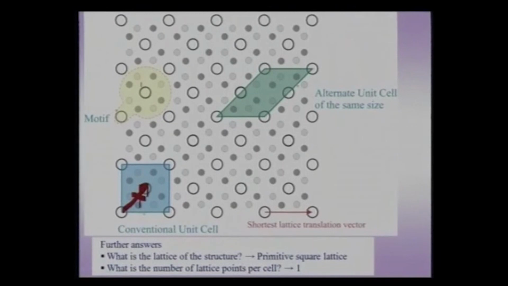So this is my motif which goes and sits at each lattice point to generate this crystal structure which is shown in the figure. Now what is the lattice of this structure? It is a primitive square lattice. And what is the number of lattice points per cell? Since it's a primitive lattice, it has got one lattice point per cell. Okay. So this example again brings out the importance of the lattice and also the motif and the ways we can choose a unit cell and also the shortest lattice translation vector.